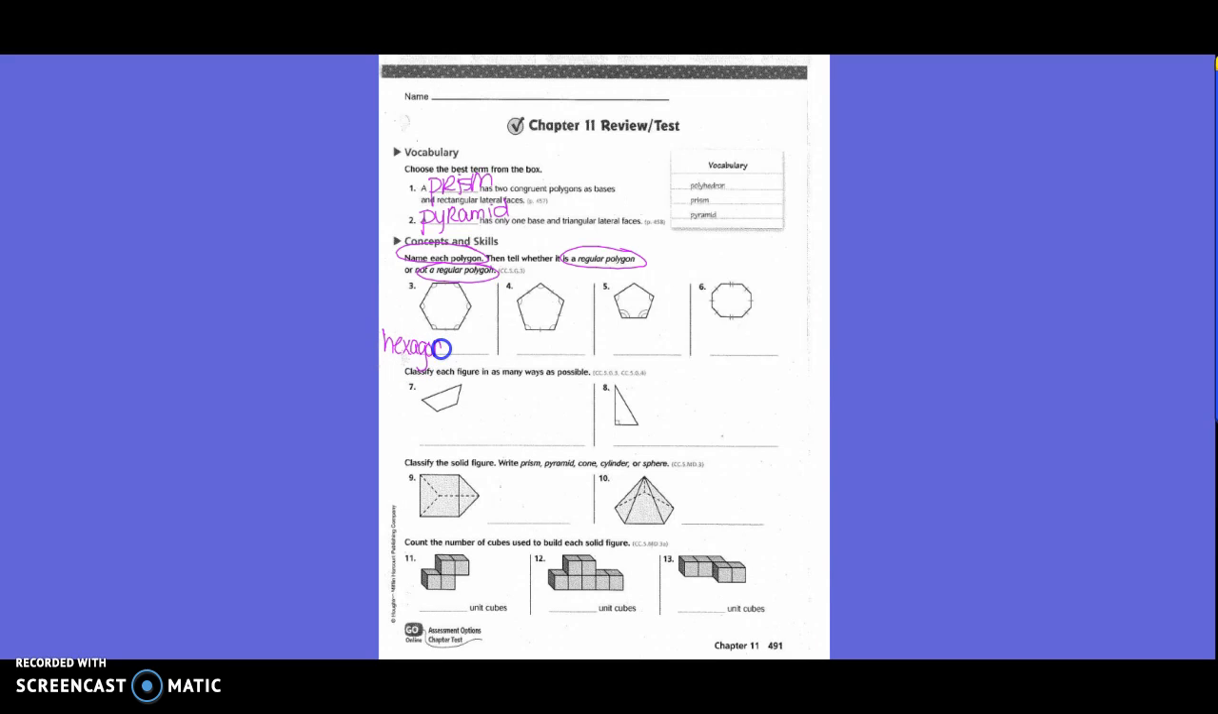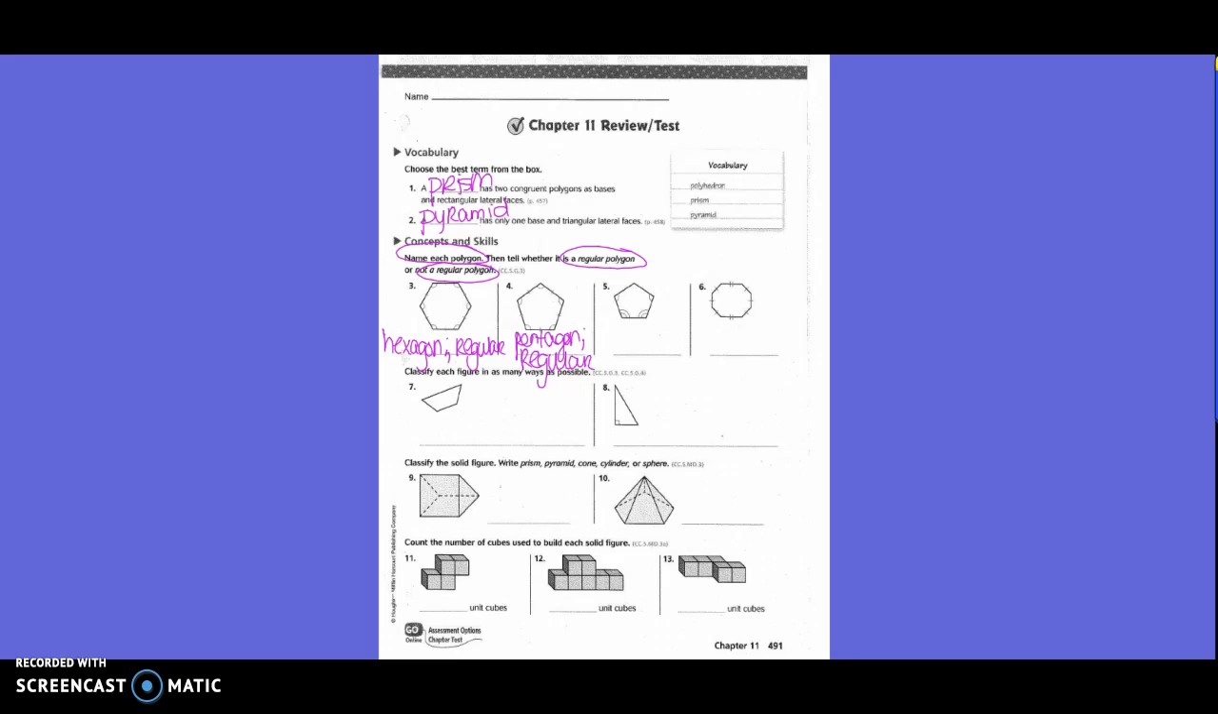Okay, so hexagon, and then regular. Number 4, what is that? What shape? Pentagon. And then regular or not regular? Regular. Because all of the sides are equal and all the angles are congruent, right? Okay, same with number 3.